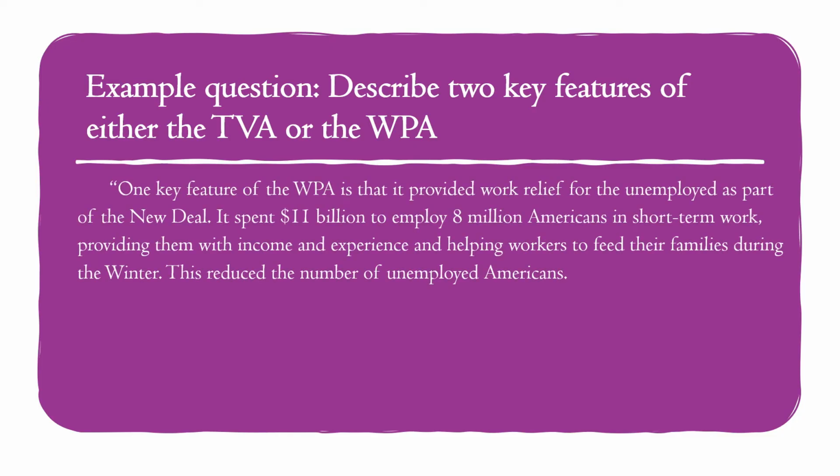This is my example answer. One key feature of the WPA is that it provided work relief for the unemployed as part of the New Deal. It spent $11 billion to employ 8 million Americans in short-term work, providing them with income and experience and helping workers to feed their families during winter. This reduced the number of unemployed Americans.